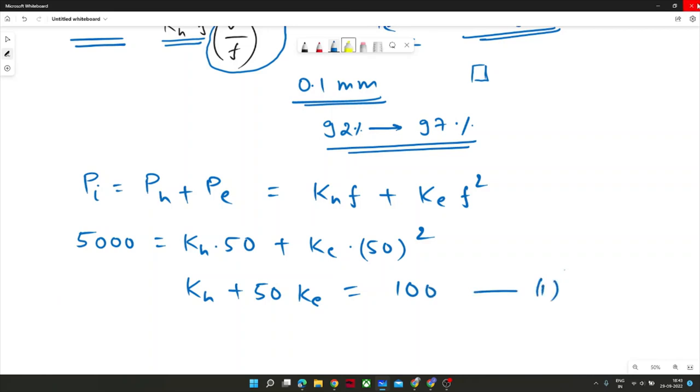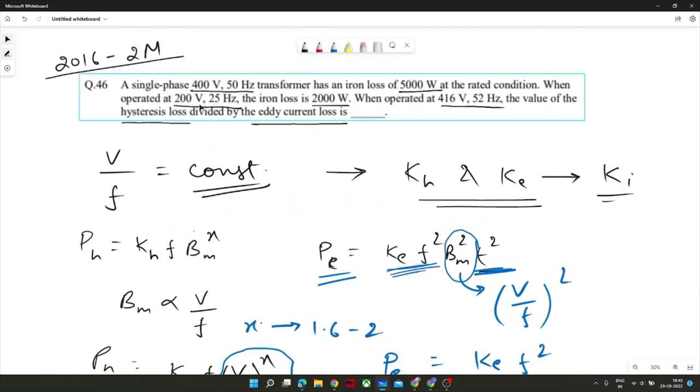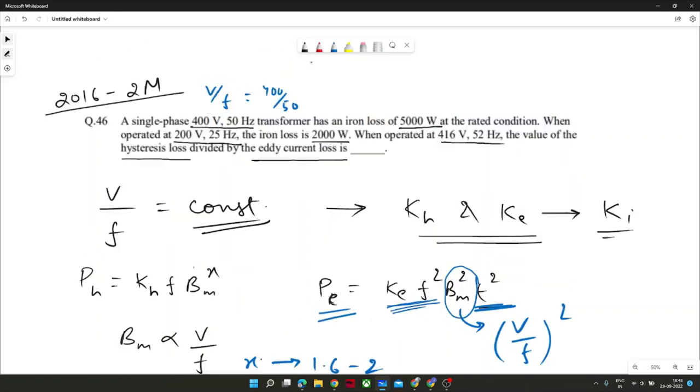And similarly, the second point is given. Let me show you. It is given at 25 hertz, 200 volts. So you can see the V by F is constant here. So that's why I am applying this direct KH F and KE F square. So 400 by 50, that comes out to be 8. Okay, V by F ratio is 8. Let us check at 200 by 25. That would also come out to be 8. And at the operating point 416 by 52, that would also come out to be 8. So everywhere V by F is constant.